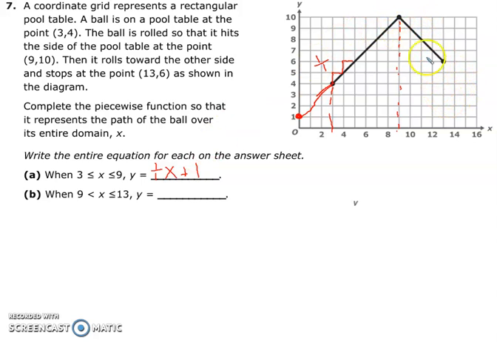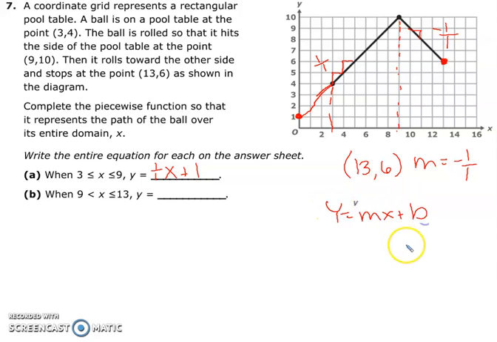This one over here is going to be harder. Why is this one harder? I can't extend it. But what's my slope? Negative 1 over 1. Can you tell me what this point right here is? 13 comma what? 6. 13 comma 6. M equals negative 1. Can you find your b with that stuff? Can I plug it into y equals mx plus b and figure out what b is? Yeah, so let's do it.